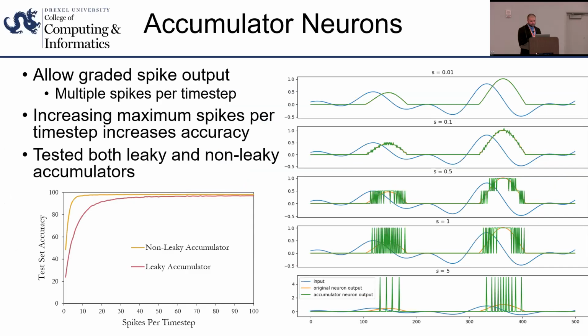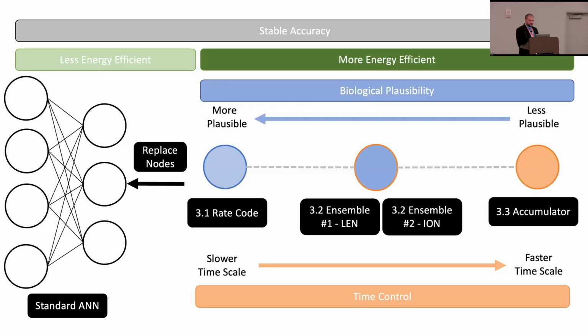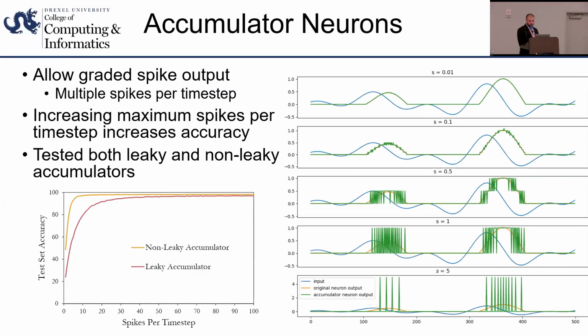So lastly, I'm going to talk about, in terms of our models, the accumulator models. So accumulator neurons allow for graded output by providing multiple spikes per time step, and increasing the maximum number of spikes per time step increases our accuracy. So if you look on the right, another way to think about increasing maximum spikes per time step is thinking about it as spike amplitude.